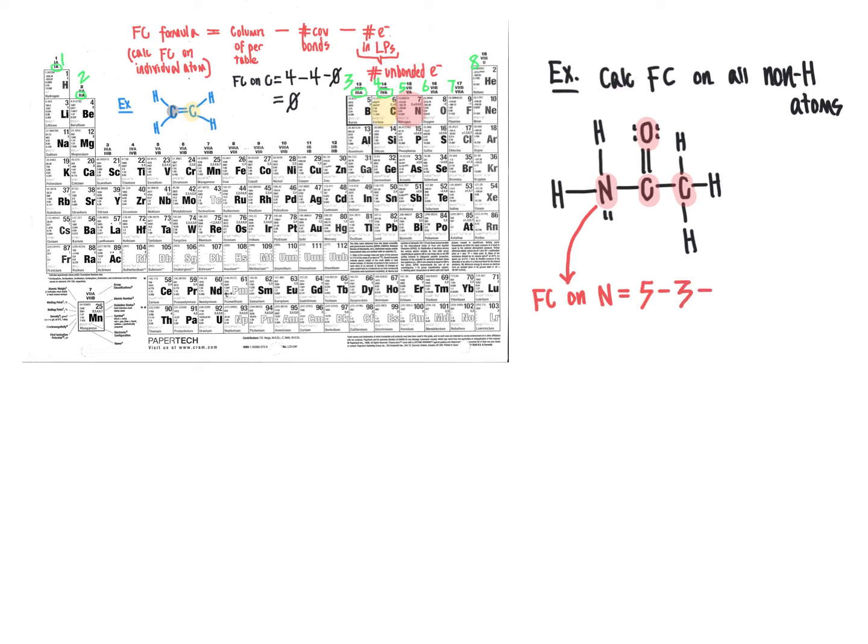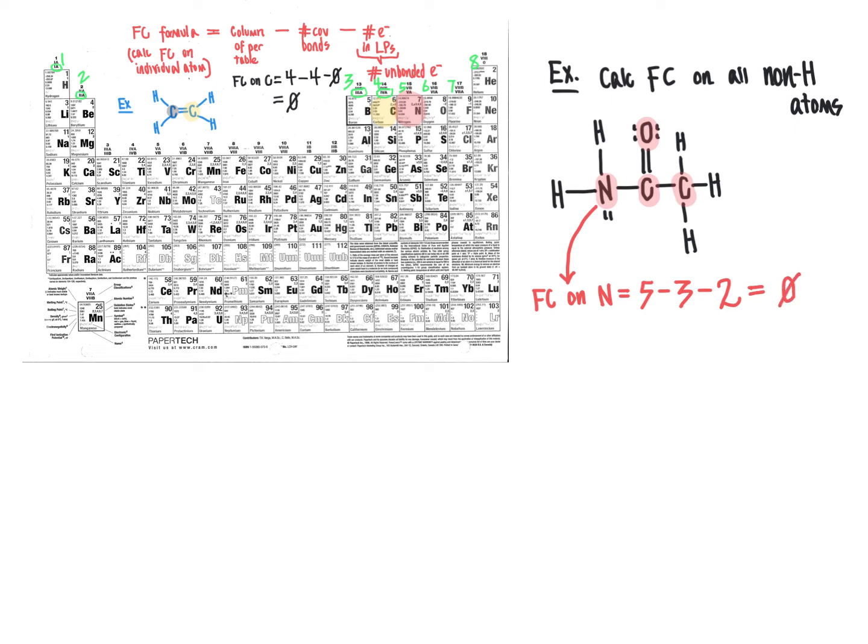And then number of electrons in lone pairs. So we have a lone pair right here, and remember that counts as 2. We count each dot by itself. Don't forget that. That's a common mistake that people make when getting started with this. So it's going to be 2 electrons that are in lone pairs, or unbonded electrons as you might call it. So tallying this up, 5 minus 3 minus 2 equals 0.